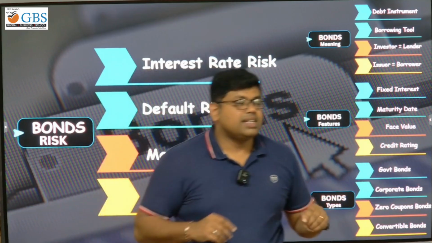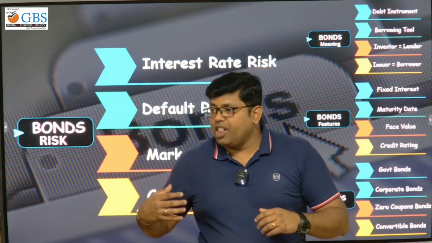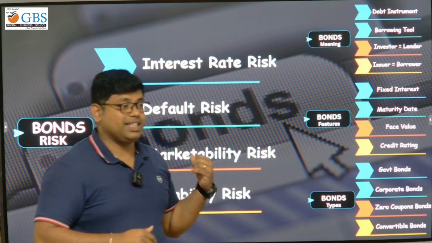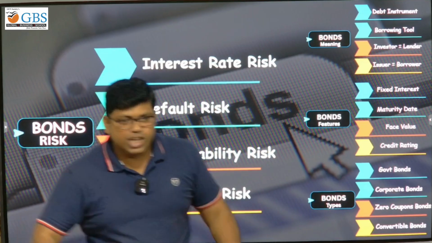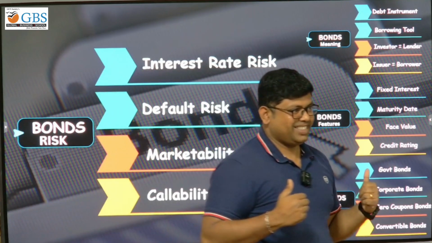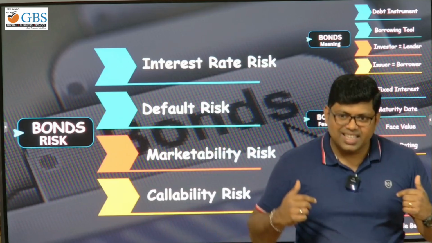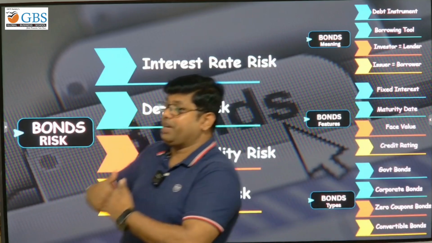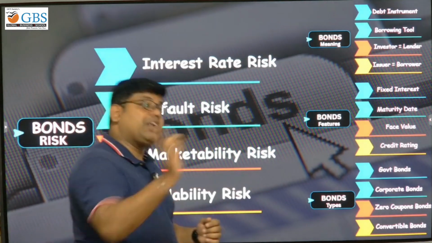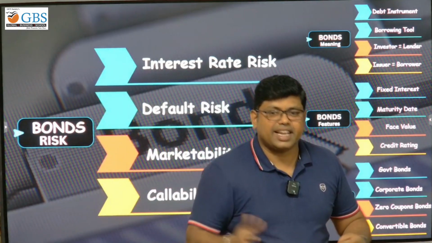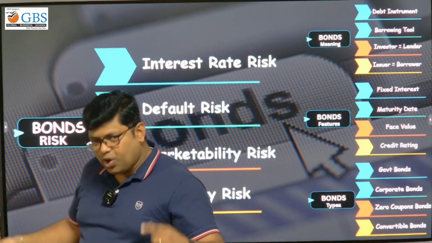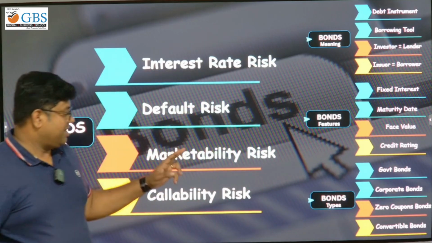That is one. Second, even the corporate will have a marketability risk. How? I am ready to issue, but no one is buying it. That is also called marketability risk for the corporate. So for the public or an individual, after buying, you may not get a secondary market to sell. Right? So that is called marketability risk.